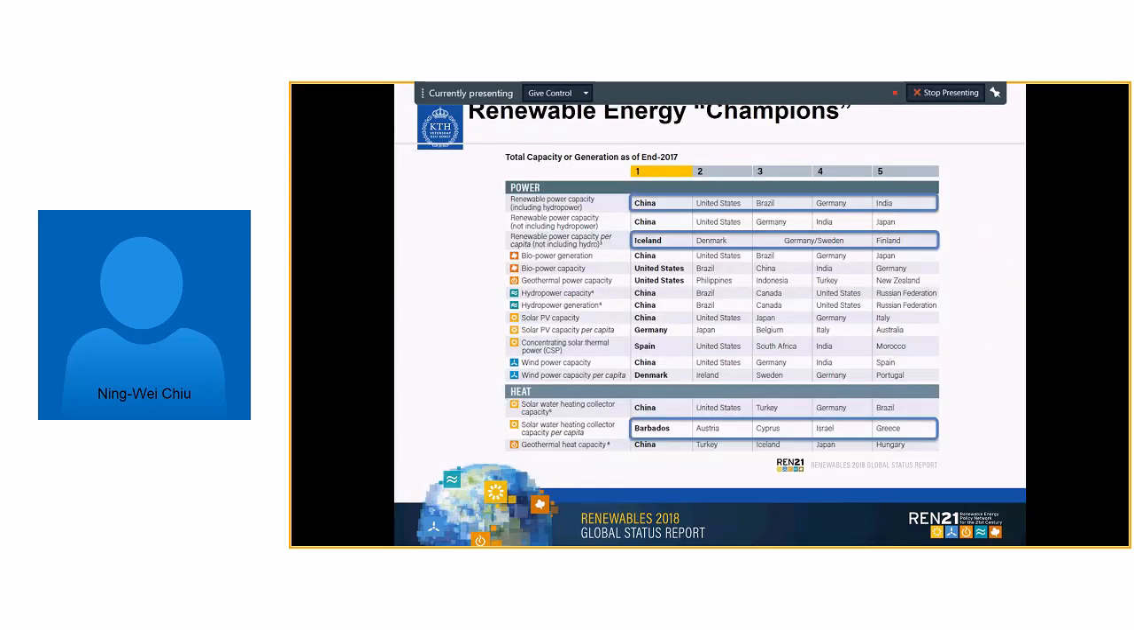Most of my slides from the first part of the second hour are taken from the report, from their public website. If we take a look at the renewable energies, this is the total capacity over here. The largest one is China. And if it is renewable power capacity per capita, we see Iceland. They have a lot of geothermal, so they're ranked number one in terms of per capita.